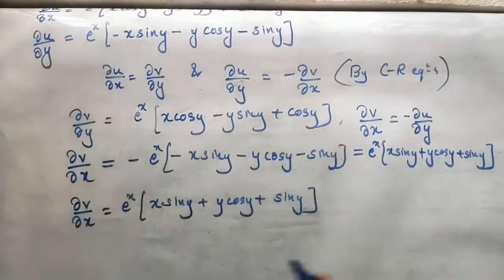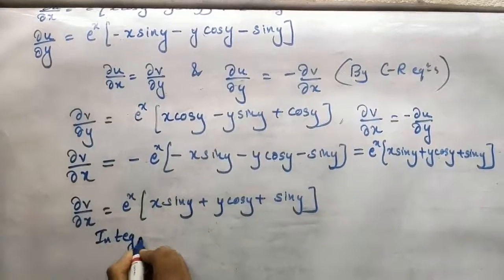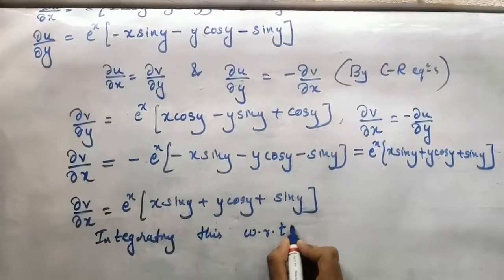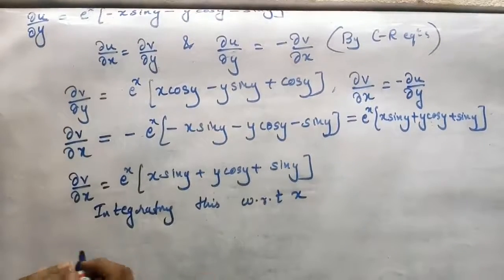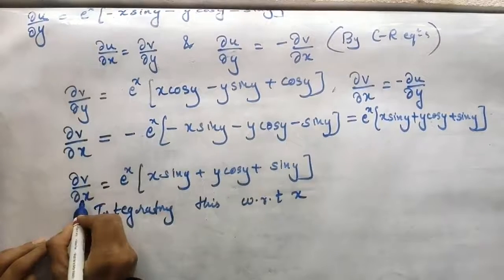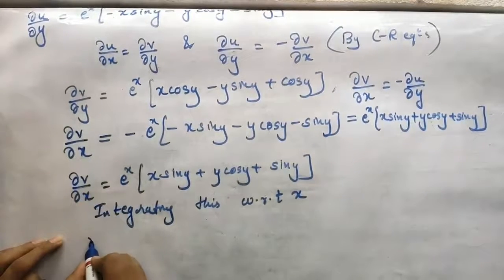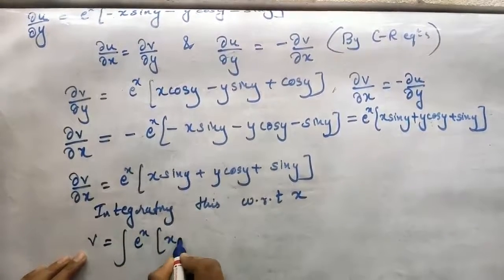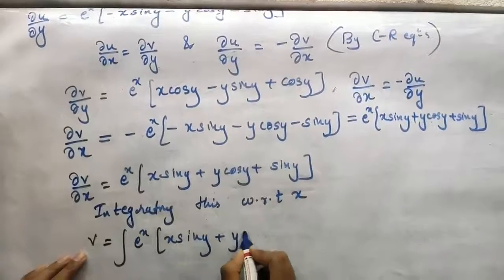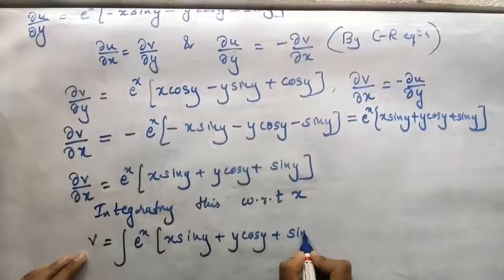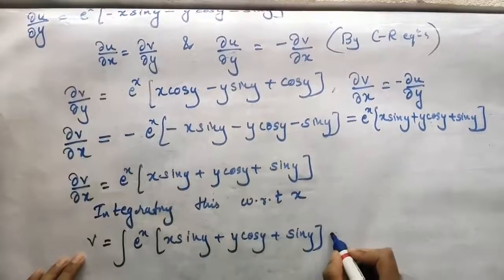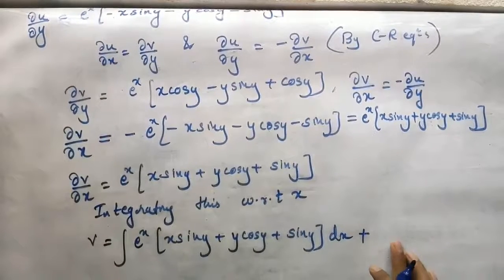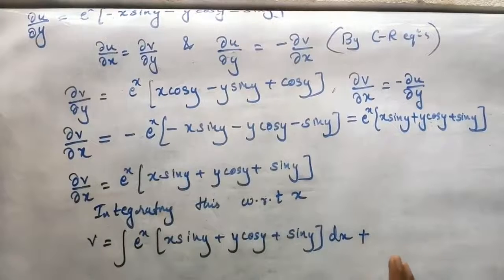Now what will I do? Integrating this with respect to x, the derivative of v with respect to x is on the left hand side, so its simple integration will be v. On the right, the integral of e to the power x (x sin y plus y cos y) plus sin y, into dx, plus an arbitrary constant. Normally you write the arbitrary constant when you integrate.